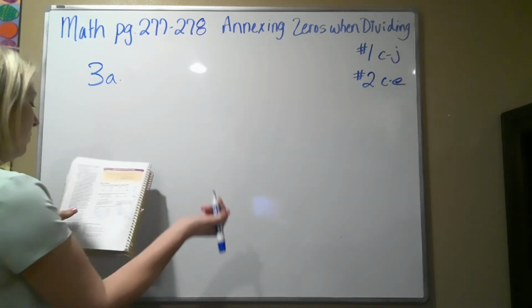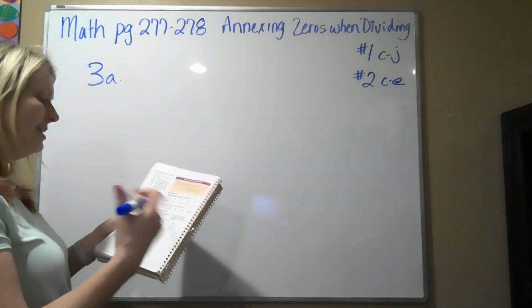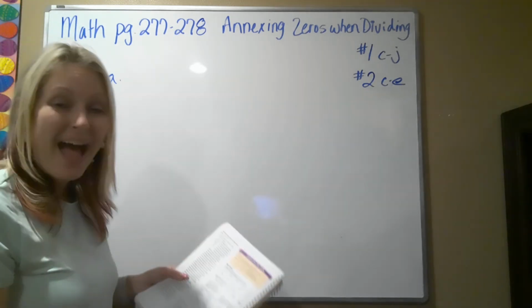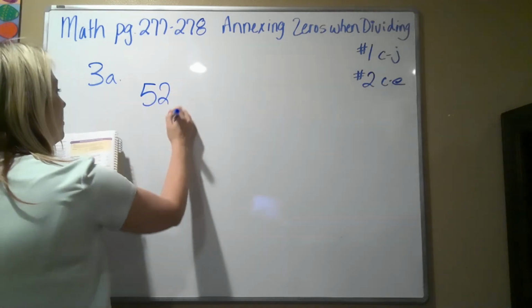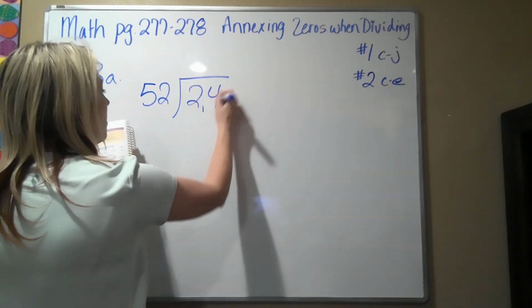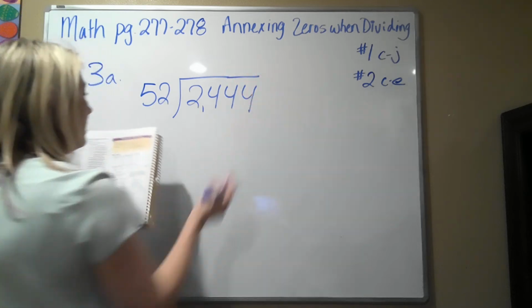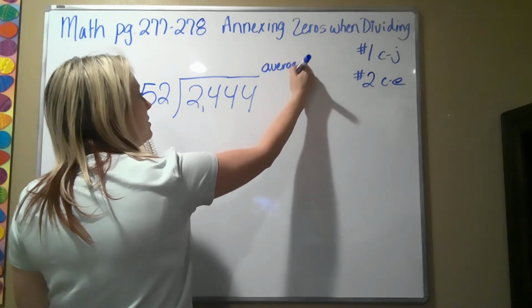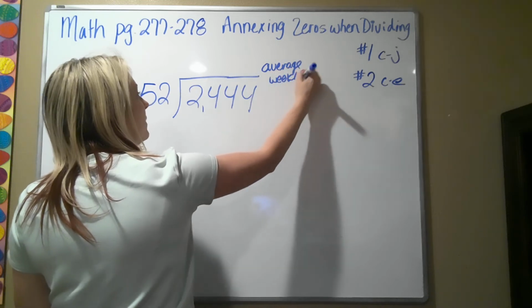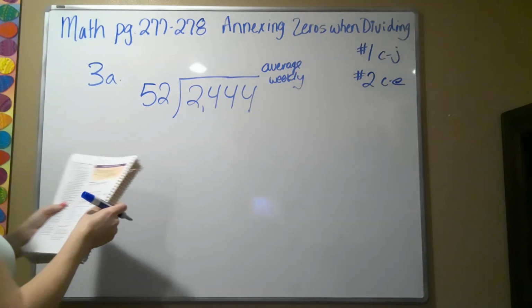So what would we do? We've got to figure out how much he saved each week. We know average is dividing, friends, so what are we going to divide? 52 into 2,444. Work out your problem, and that answer is going to be the average weekly savings.